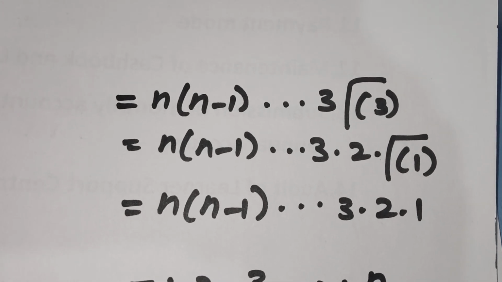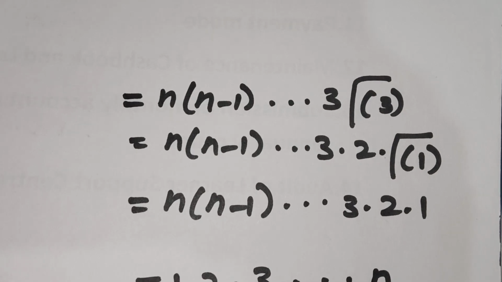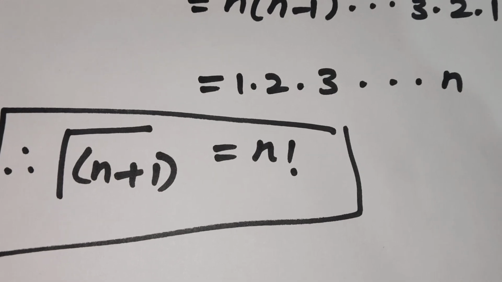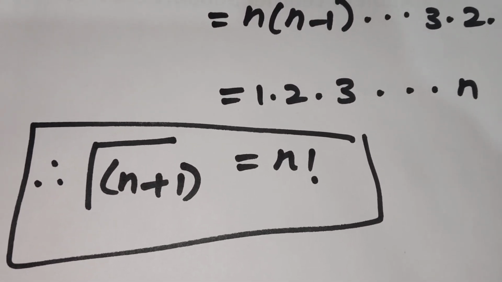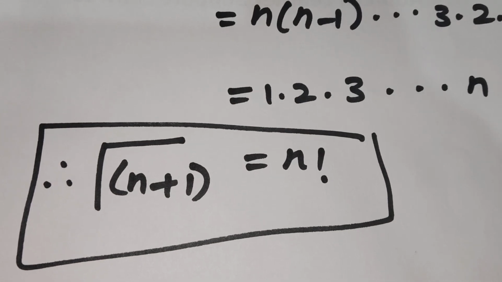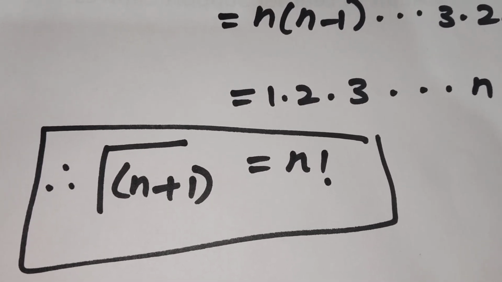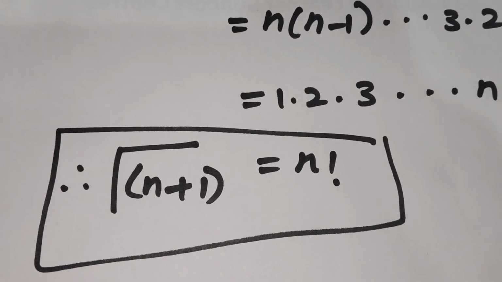And therefore gamma of n plus 1 is equal to n, n minus 1, etc., 3 into 2 into 1. And therefore gamma of n plus 1 is equal to 1 into 2 into 3 into etc. into n, that is equal to n factorial. So this formula is known as recurrence formula, and this property will be very useful to solve problems in gamma functions.